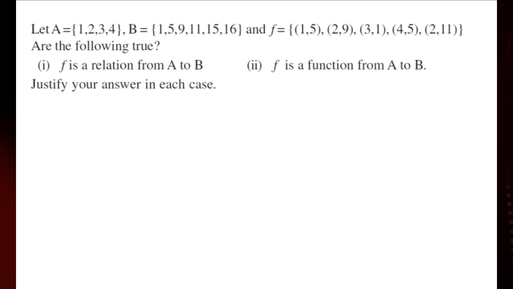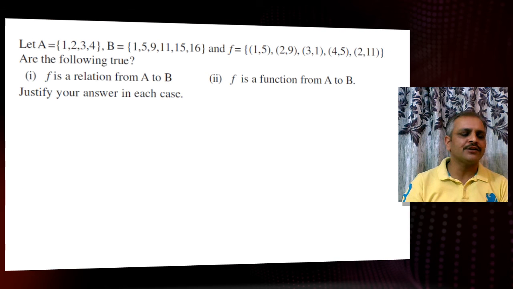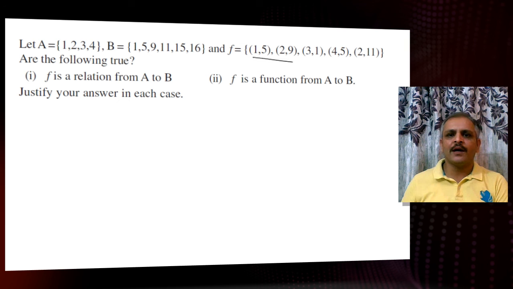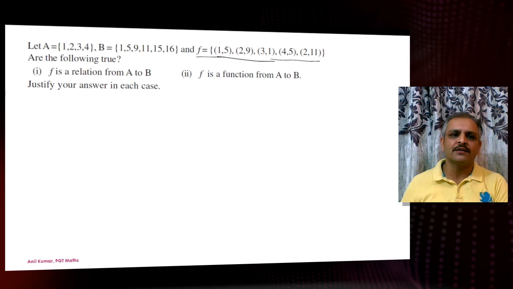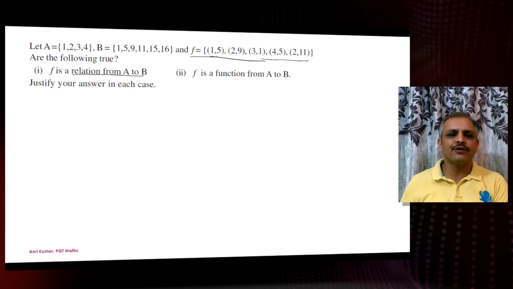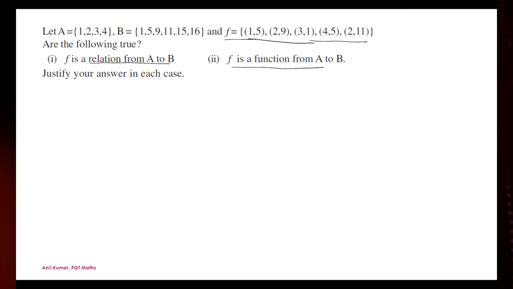Our next sum: set A having the elements 1, 2, 3 and 4. Set B: 1, 5, 9, 11, 15 and 16, whereas the function is (1, 5), (2, 9), (3, 1), (4, 5) and (2, 11). In the roster form it is written: f is a relation from A to B, or f is a function from A to B.